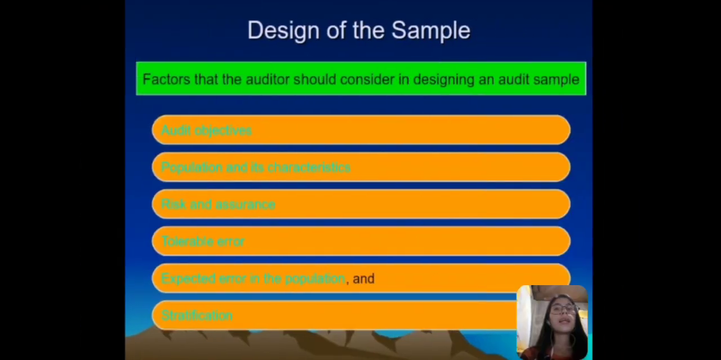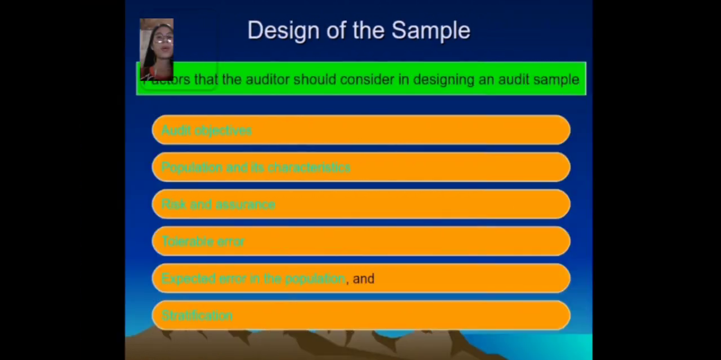For the design of the sample, here are the factors that the auditor should consider in designing an audit sample: audit objectives, population and its characteristics, risk and assurance, tolerable error, expected errors in the population, and stratification.